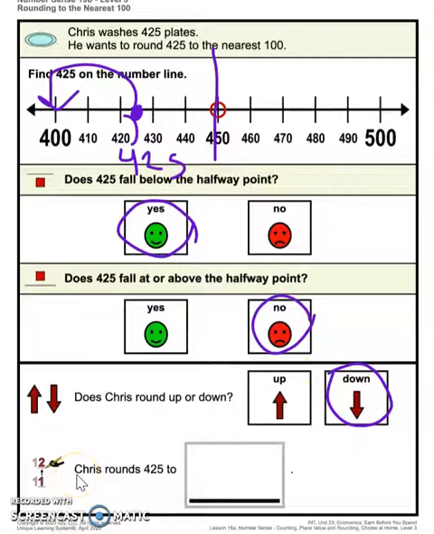We have one last part of our question here. Chris rounds 425 to, well, what do we round it to, guys? Did we round it to 400 or 500? That's right, we rounded to 400. So that's where you're going to put your final answer, 400.